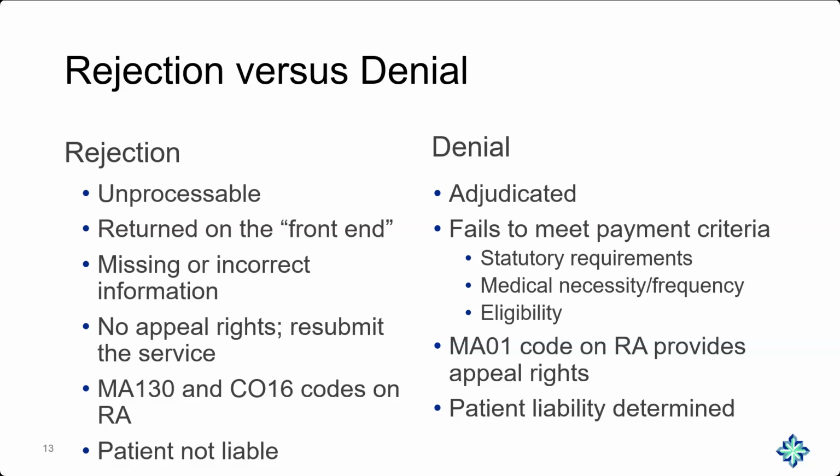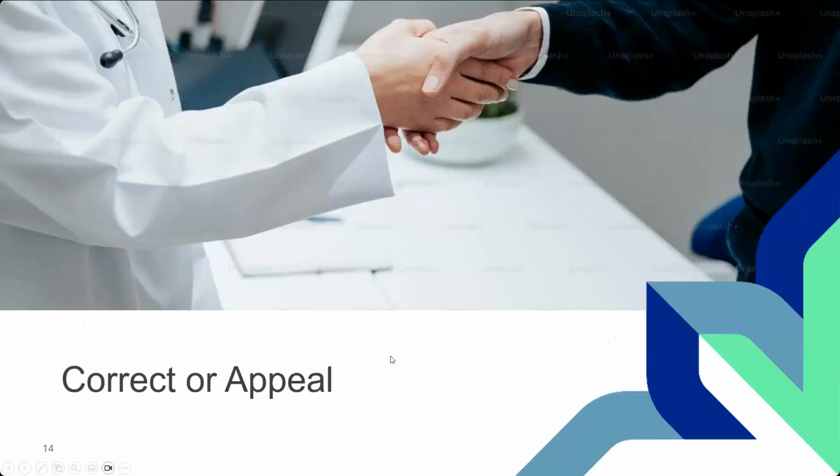These are just three of multiple reasons why we may deny your claim. And what to look for on the remittance advice, besides those reason or remark codes, is the MA01 code. That code, when showing up on a remittance advice, provides appeal rights. And with very few exceptions, you mostly have appeal rights on all denials at Medicare. There are just a couple of exceptions. And of course, when we deny a claim, the patient liability for the services or the costs is determined.